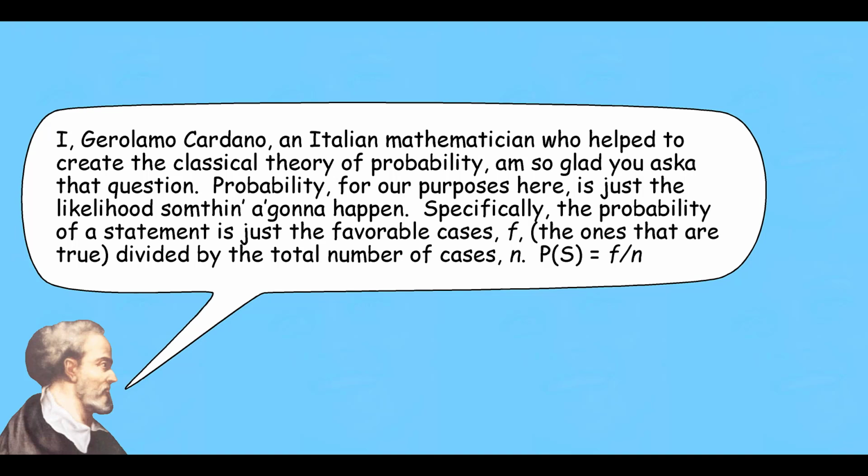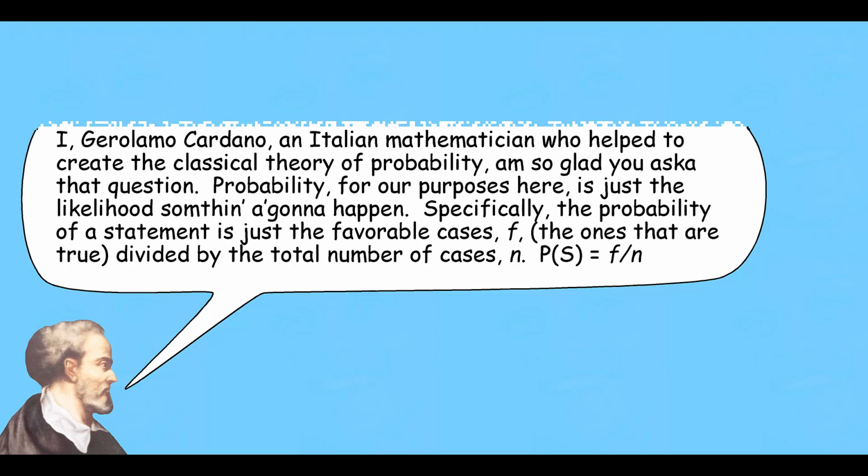So this is Girolamo Cardano. He was an Italian mathematician who helped create the classical theory of probability. Probability, for our purposes now, is just going to be equivalent to the likelihood of something happening. Specifically, the probability of a statement is the number of favorable cases, the ways the world turns out where the statement is true, divided by the total number of possible cases, all the different ways the world could turn out. So the probability of some statement S will be equal to the ways the world could turn out where S is true, divided by all the different possible ways that the world could turn out.